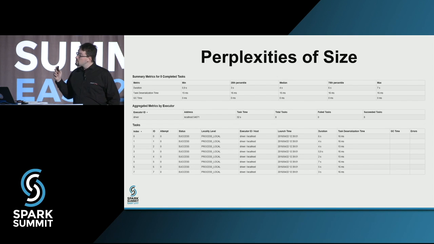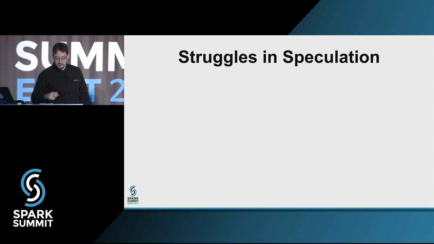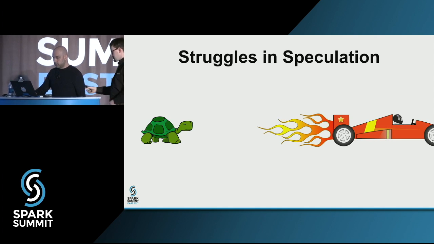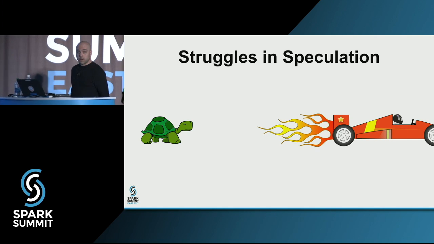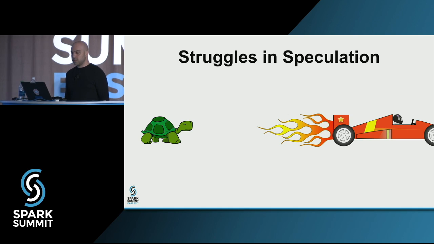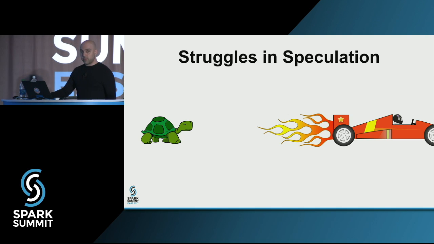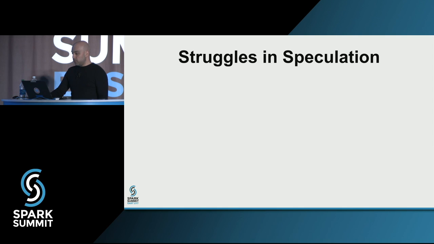Okay, and so the next thing I'm going to hand off back to Stavros, which is struggles in speculation. So speculation is a cool feature in Spark, which says if some task is slow, try to relaunch it on some other node. And usually you see that when you have a node that is faulty, there is some network problem, or for example, a network card is faulty, and Spark manages that in a smart way with speculation.